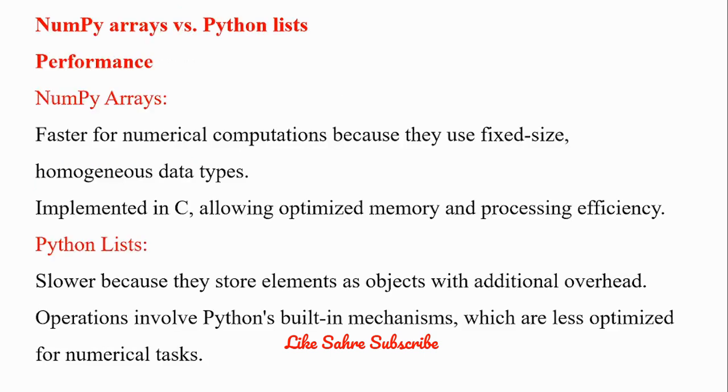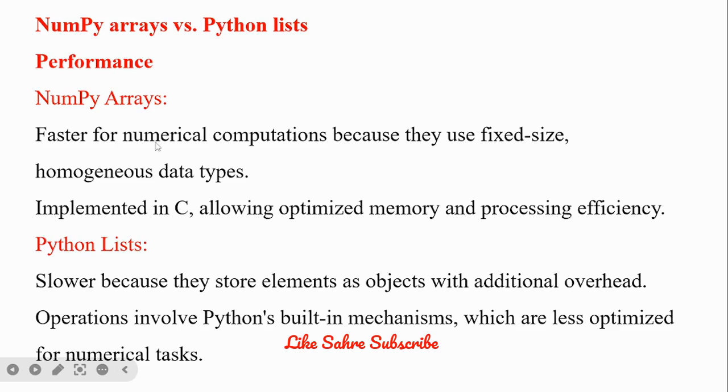Next one, NumPy array versus Python list. In this one, which is the fastest one? See, NumPy is very much the fastest compared to the Python list. How do we know? NumPy accesses homogeneous data, whereas Python accesses dynamic data. That means we can access different kinds of data types in a list.